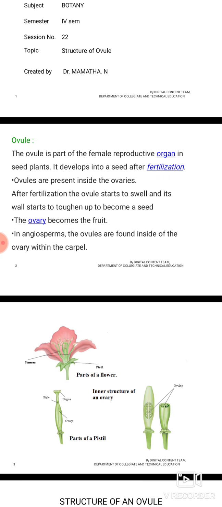And after fertilization, the ovule starts to swell and its wall starts to toughen up to become a seed. The ovary becomes the fruit. In angiosperms, the ovules are found inside the ovary within the carpel.